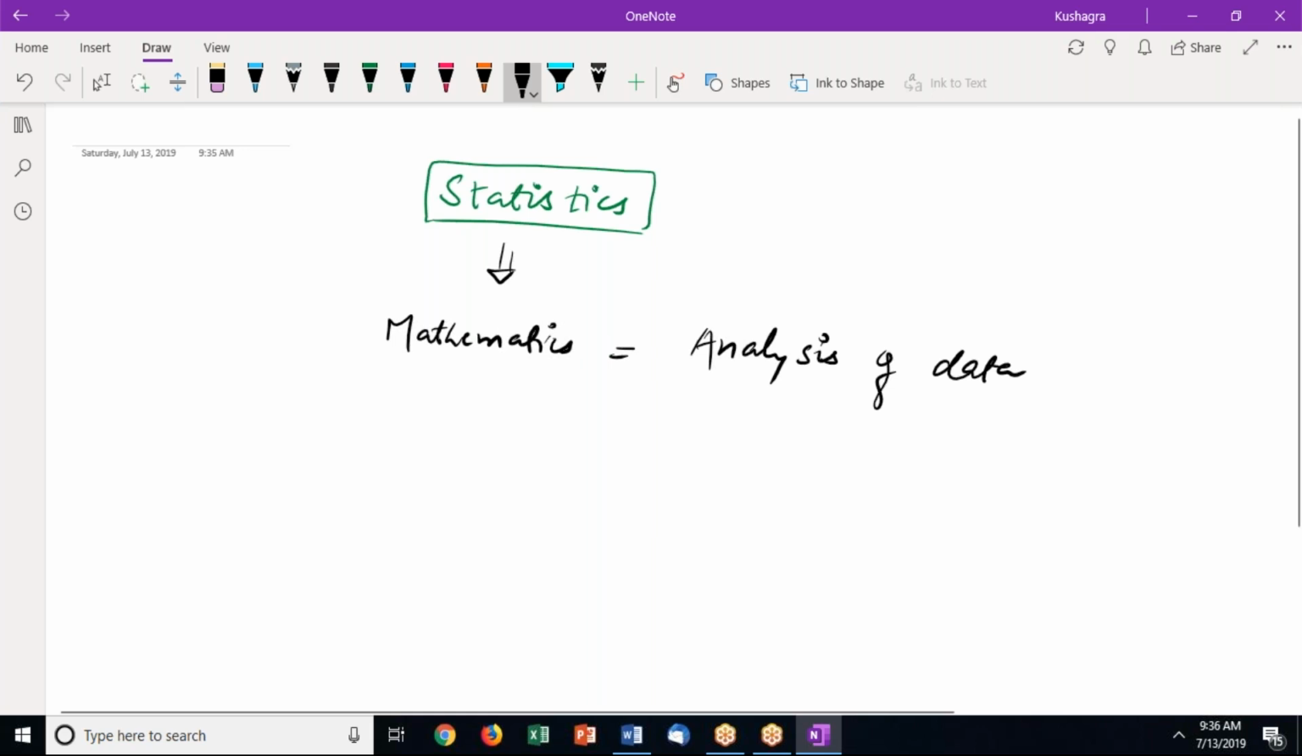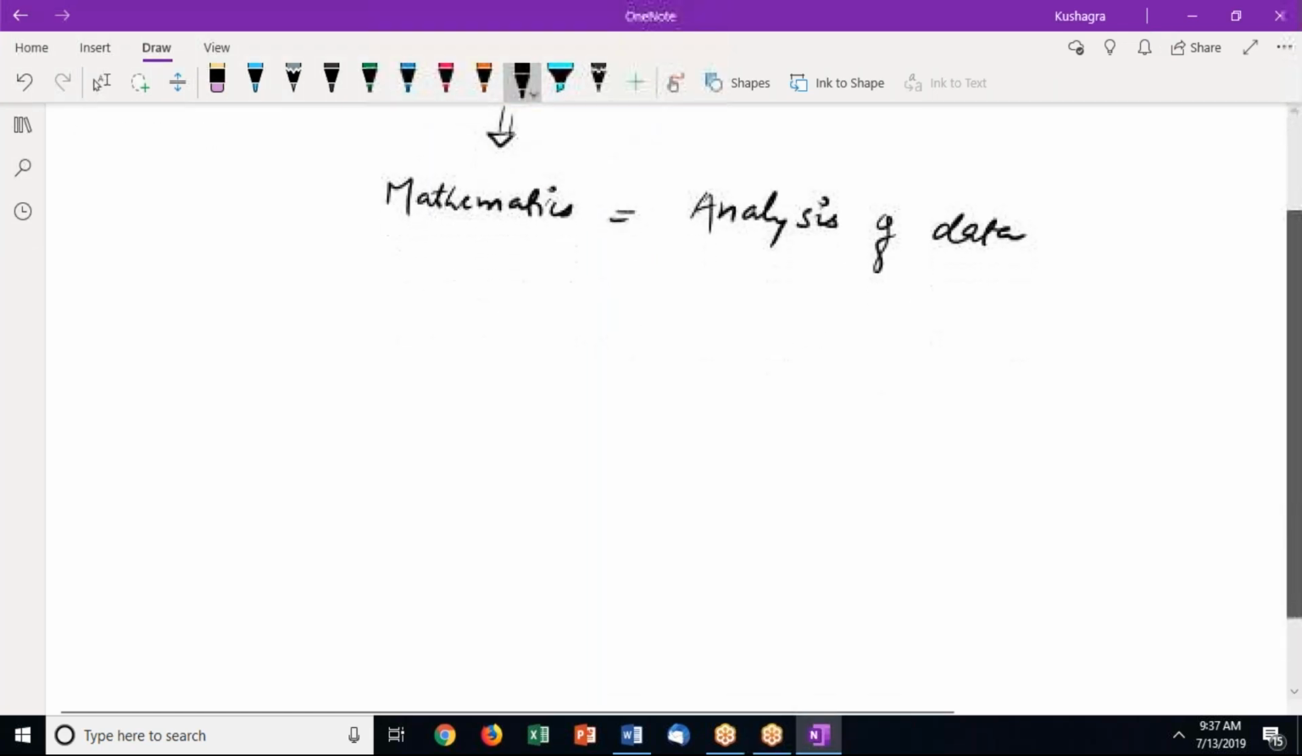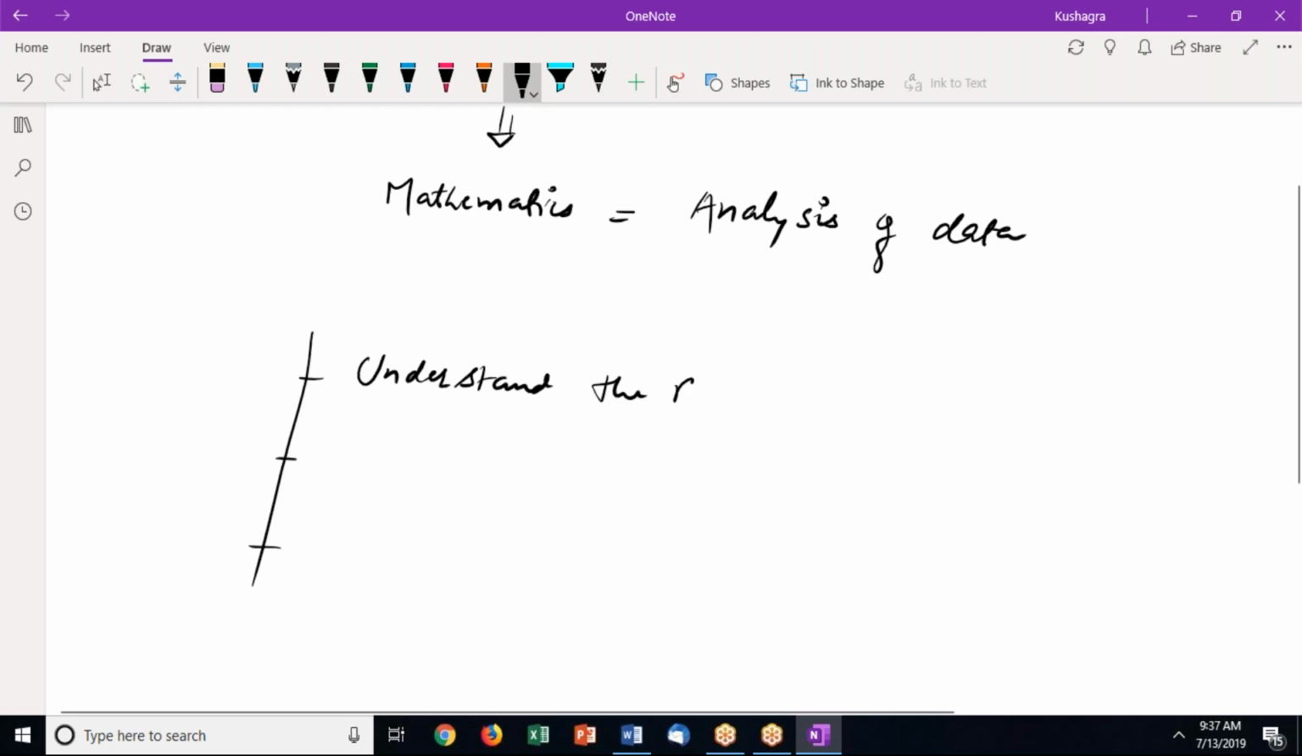And there are various forms of statistics, and there are various steps that you take whenever you do any analysis of data, right? So for any analysis of data, or rather any kind of business problem that you solve, you always try and understand the business problem, correct? Understand the business problem.